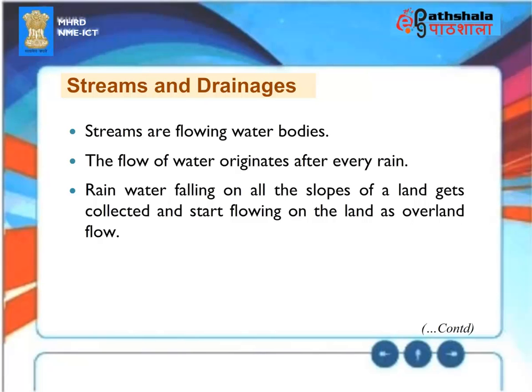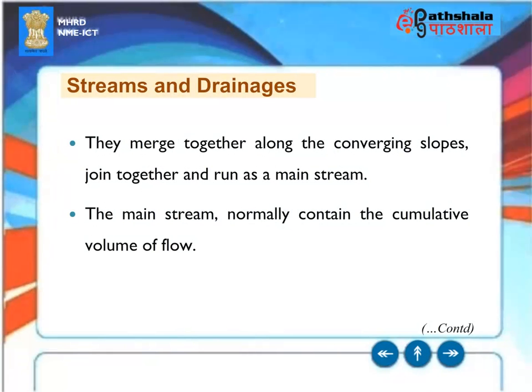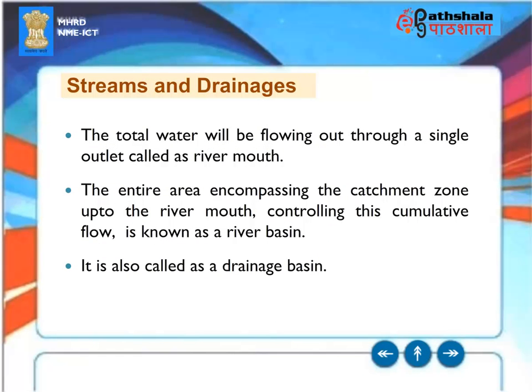Rainwater falling on all the slopes of a land gets collected and starts flowing on the land as overland flow. They merge together along the converging slopes, join together, and run as a main stream. The main stream normally contains the cumulative volume of flow. The total water will be flowing out through a single outlet called the river mouth. The entire area encompassing the catchment zone up to the river mouth, controlling this cumulative flow, is known as a river basin. It is also called a drainage basin.